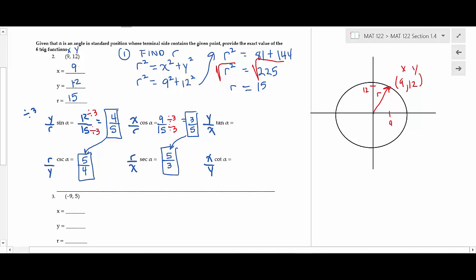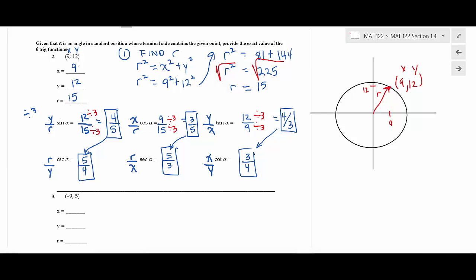The tangent's y over x. So y is 12, x is 9. Again, we can reduce this by 3, so we would get 4 over 3 as the value of the tangent. And then the cotangent is just the reciprocal of the tangent, so that's 3 over 4. So see, if I give you a point, you've got to start by finding the radius, and then you can formulate your ratios by knowledge of the definitions.